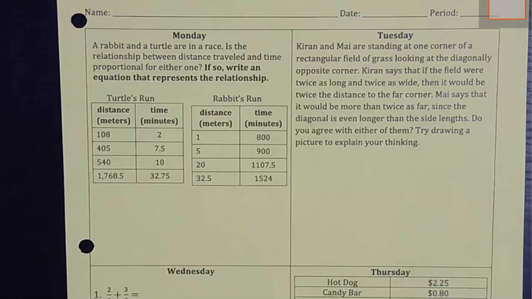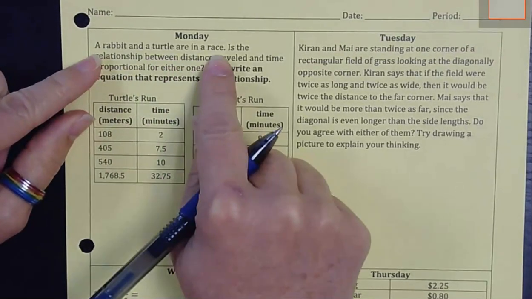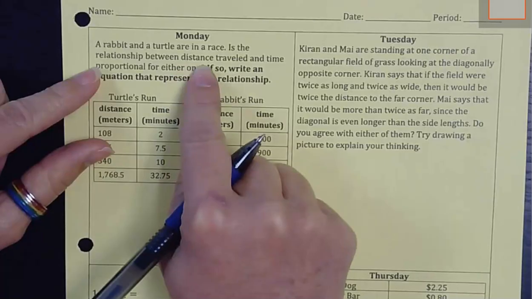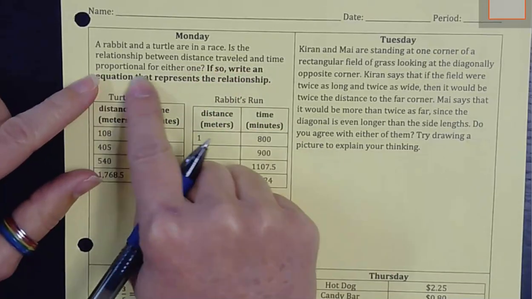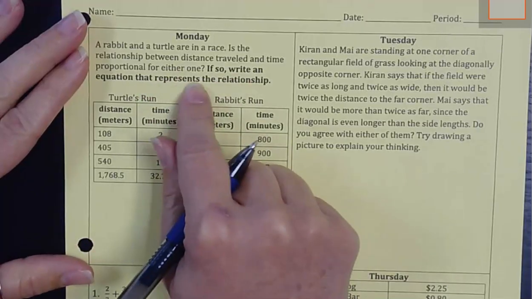With mostly half days this week, you should have plenty of time to get this homework done, but let me give you a couple of hints on this so that we can make sure we're successful. So on Monday it says a rabbit and a turtle are in a race. Is the relationship between the distance traveled and the time proportional for either one? If so, write an equation that represents the relationship.